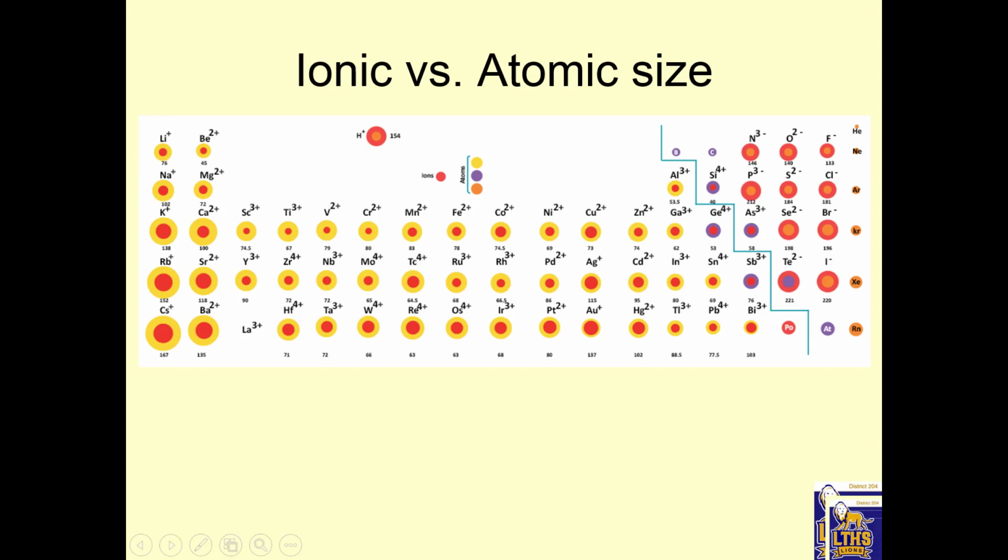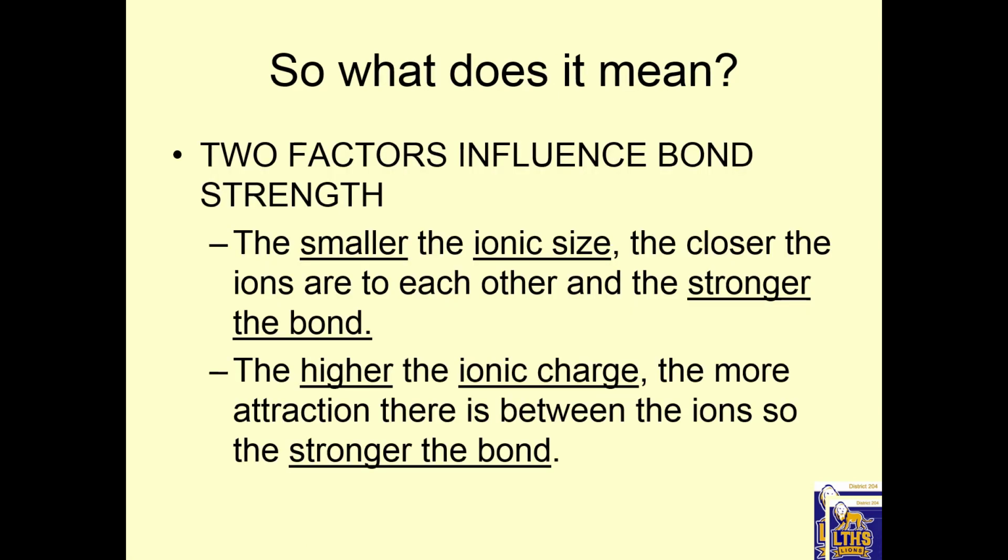Okay, so you can see how atomic radius, these colors, versus ionic radius, which is the red. Okay, so what does it mean?